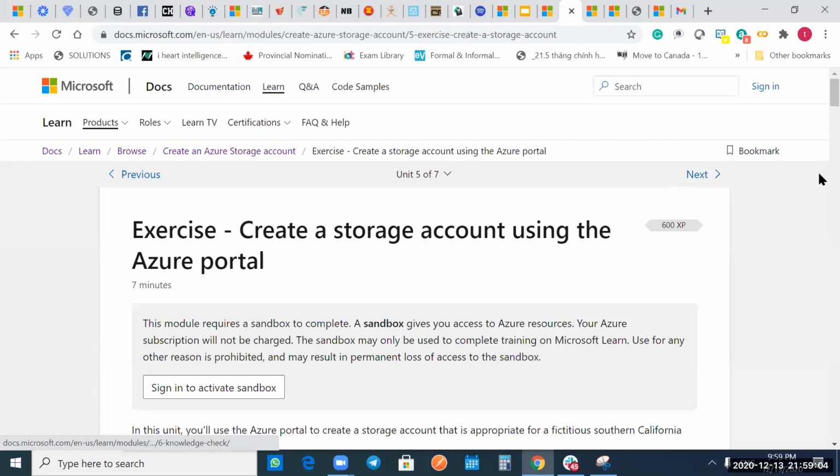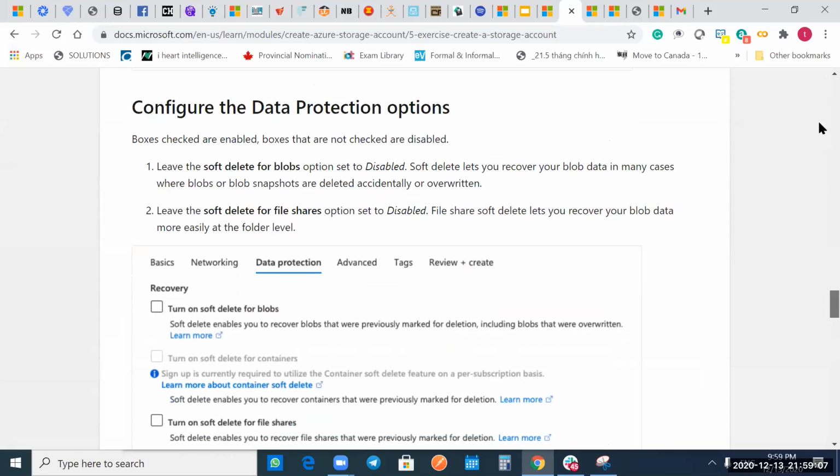Okay, so here is the portal. Okay, sorry.